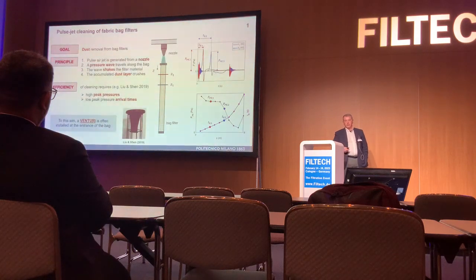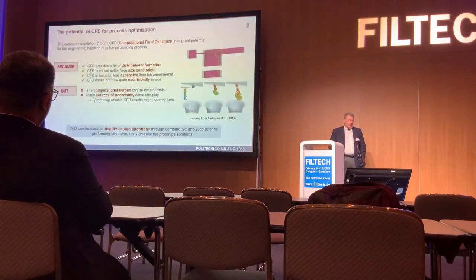The two parameters were the peak pressure and the arrival time. A high peak pressure seems to have a better cleaning impact, especially if we can lower the peak pressure arrival time at the bottom of the cage. You can see the two graphs on the right, the peak pressures and the arrival time. The peak pressure is generated and moves along with a peak wave along the filter bag.